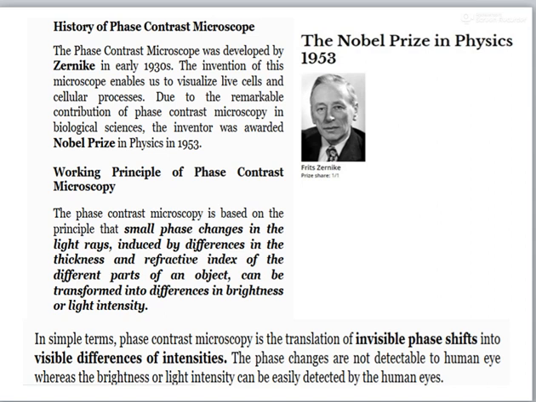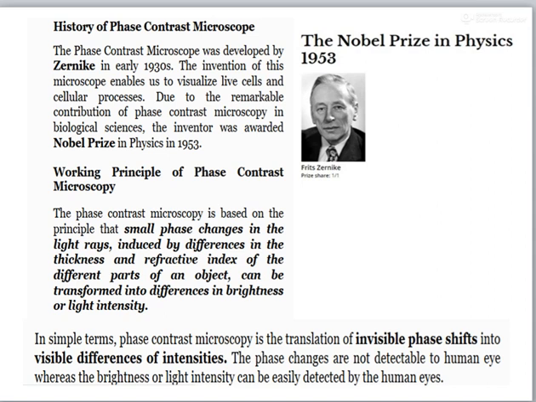Coming to the history of phase contrast microscopy, it was invented by Fritz Zernike, and in 1953 he was awarded the Nobel Prize. It was in the early 1930s that he discovered this microscope, and it enables us to visualize live cells as well as cellular processes. Hope you remember that I had previously mentioned the use. I personally had used phase contrast microscopy to view budding yeast cells. So living cells, even when they are not stained, can be viewed under a phase contrast microscope.